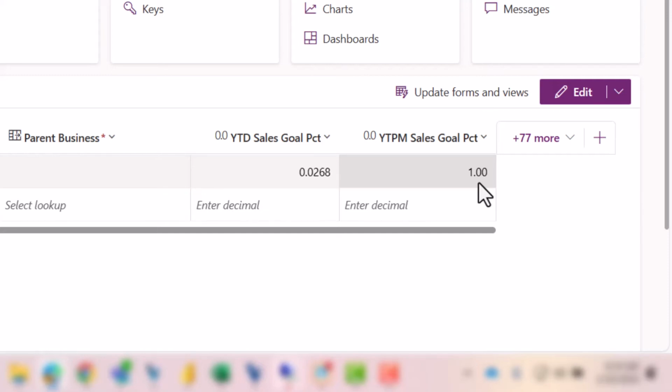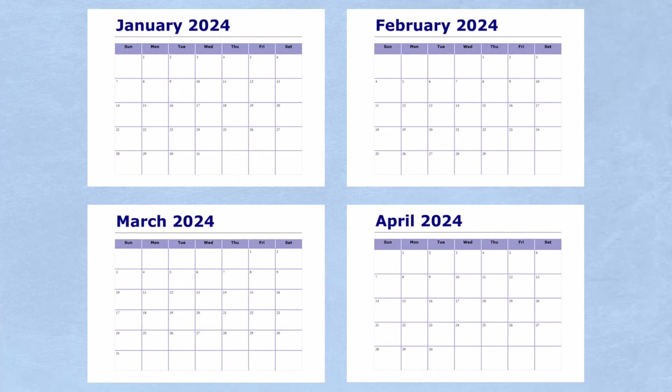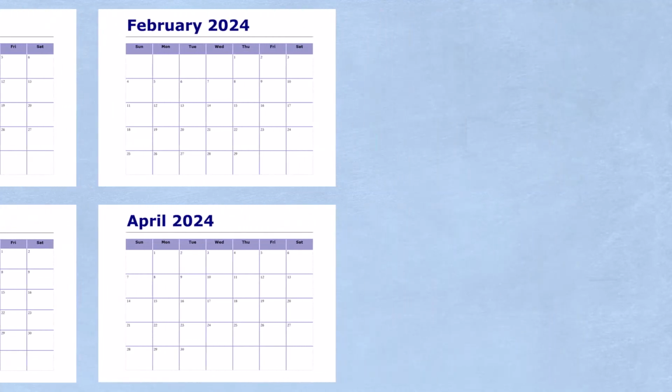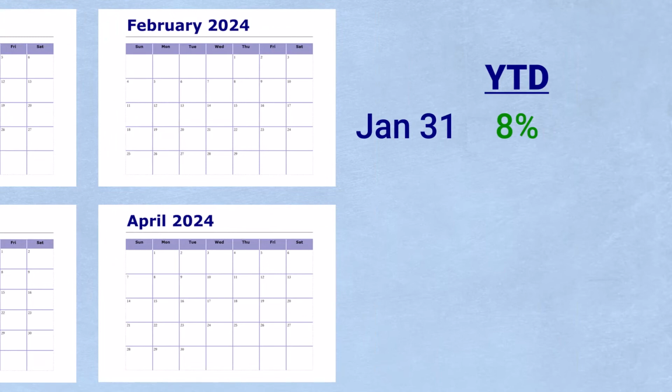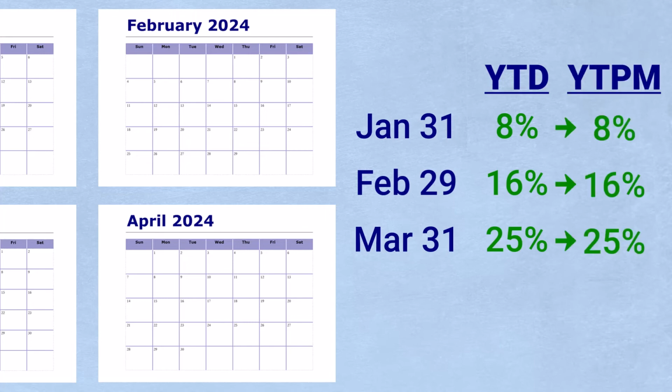Well, we know that's not true. So let me explain how that happened. We calculate these numbers, and let's go back to the April 15th example. So on April 15th, we calculate these numbers 1 month at a time. So on January 31st, we're about 8% through the year. End of February, we're about 16%, a little less than 25% in March. And those numbers are identical. So on the last day of the month, of course, they're identical.